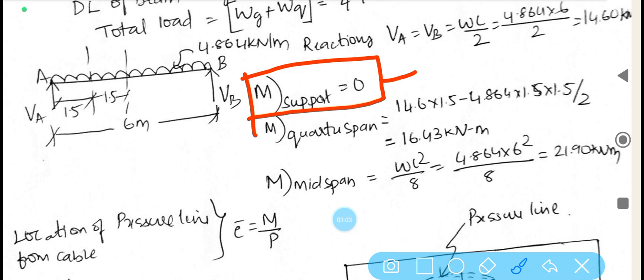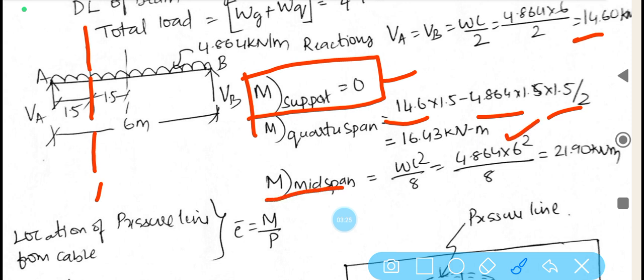So we know that the reactions at both the ends is 14.6. So since this is at the quarter span, VA into 1.5. VA is 14.6 into 1.5. So here this action is negative, minus 4.864 into 1.5 into 1.5 by 2. We get it as 16.43. And lastly, at the central span, that is at the mid span, we have the direct expression for the central span, that is WL square by 8. So substitute everything, we get the answer as 21.90.